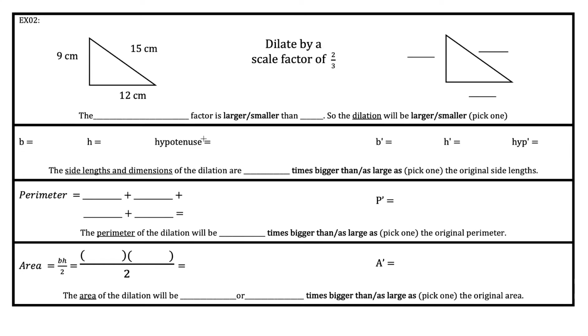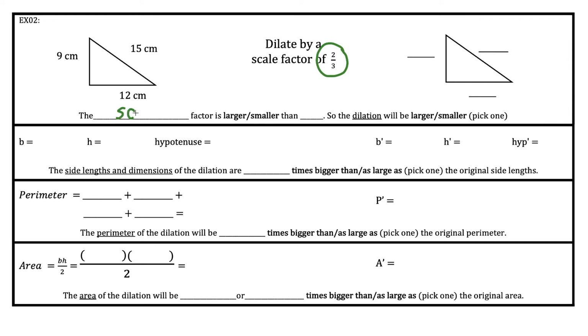Another. Alright, sorry I had to change these numbers if you didn't notice. So we have this triangle, its sides are 9 centimeters, 12 centimeters, 15 centimeters. We are dilating by a scale factor of 2/3. That means we're going to multiply by 2/3.